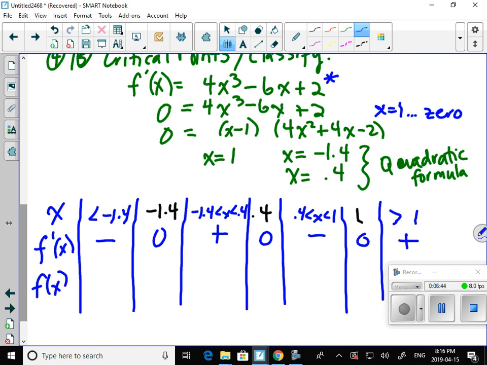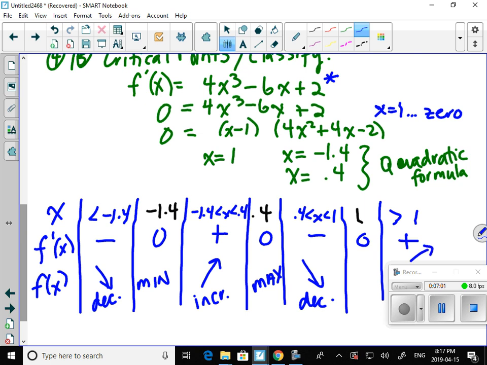that it is decreasing and then increasing, so we have a minimum. And then it decreases again, so we must have a maximum. And then it increases over here, so we must have a minimum again. All right.